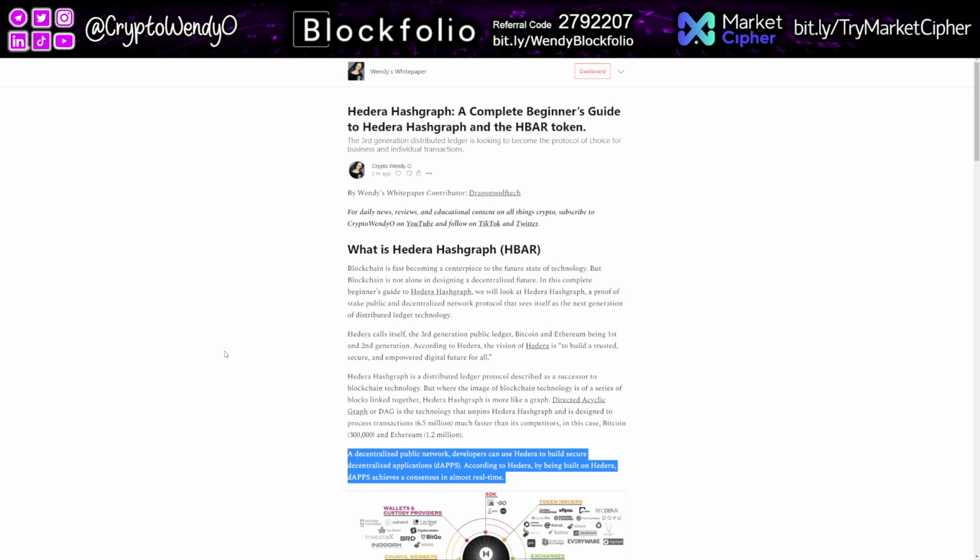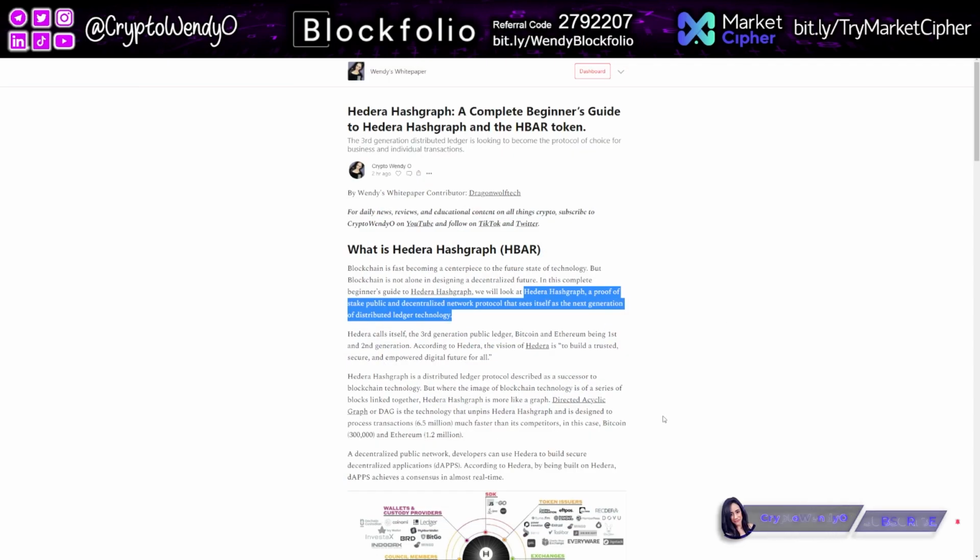So, Hedera Hashgraph, a complete beginner's guide to Hedera Hashgraph and the HBAR token. So the company is called Hedera Hashgraph and the native token is HBAR. Hashtag HBAR. I have a moon bag of this project, full disclosure. So what the heck is Hedera Hashgraph and why is it important?